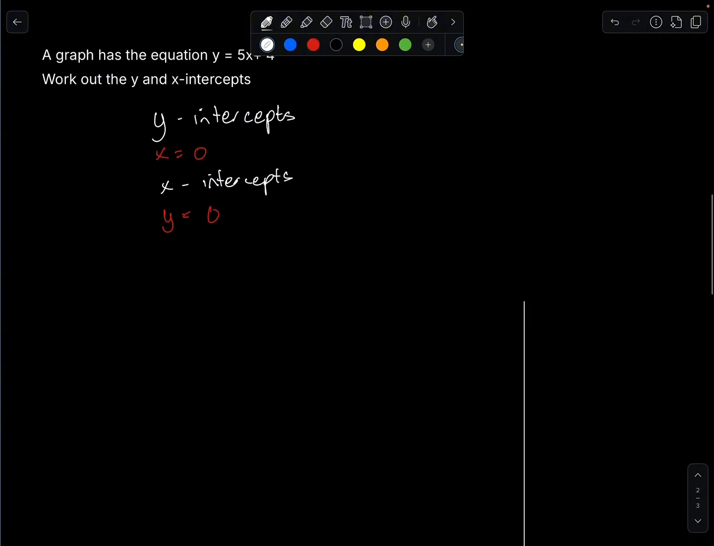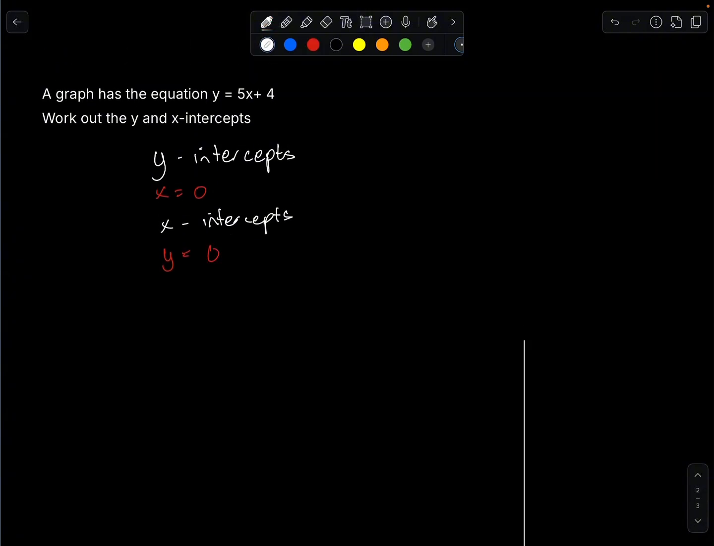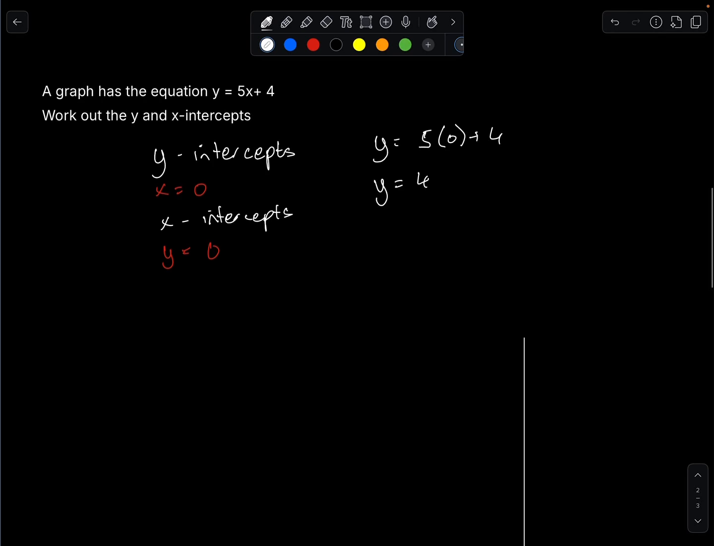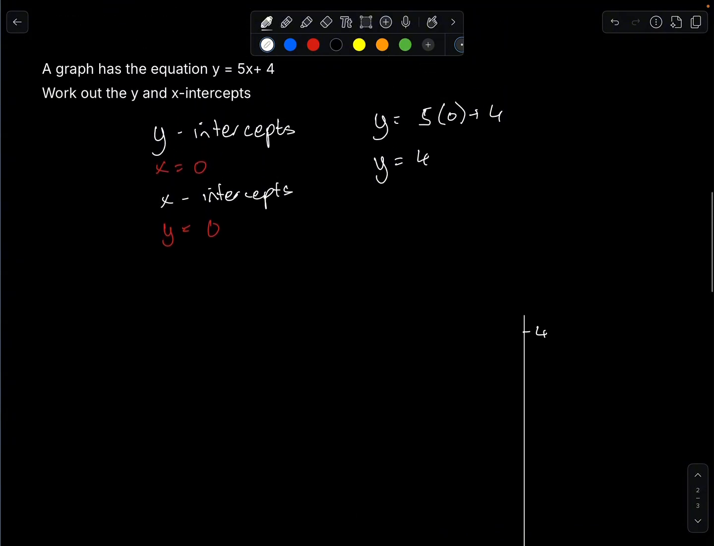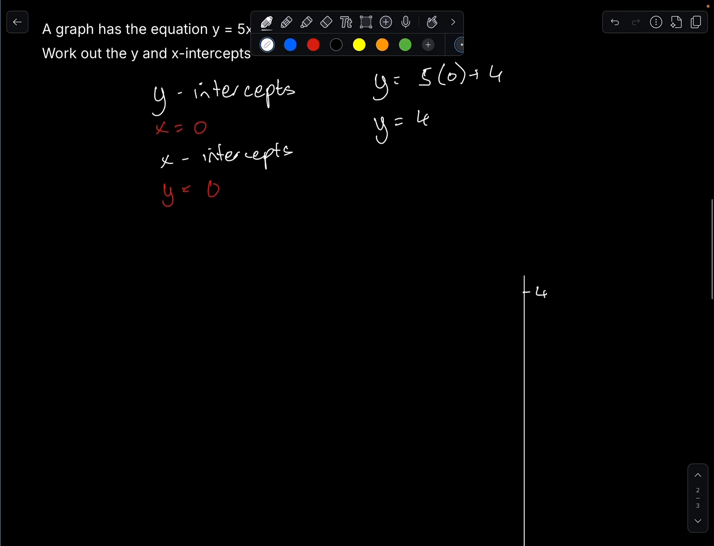Okay, so let's find my y-intercept first. For my y-intercept, my x value equals 0. So it's as simple as writing y equals 5 times 0 plus 4, or y equals 4. Simple as that, because 5 times 0 is 0. So up here, I'm just going to say 4. That's my y value.